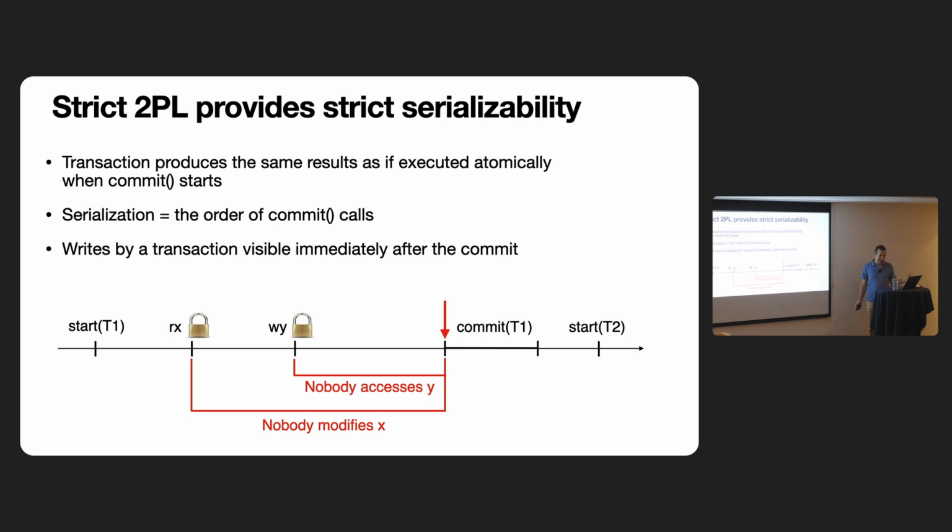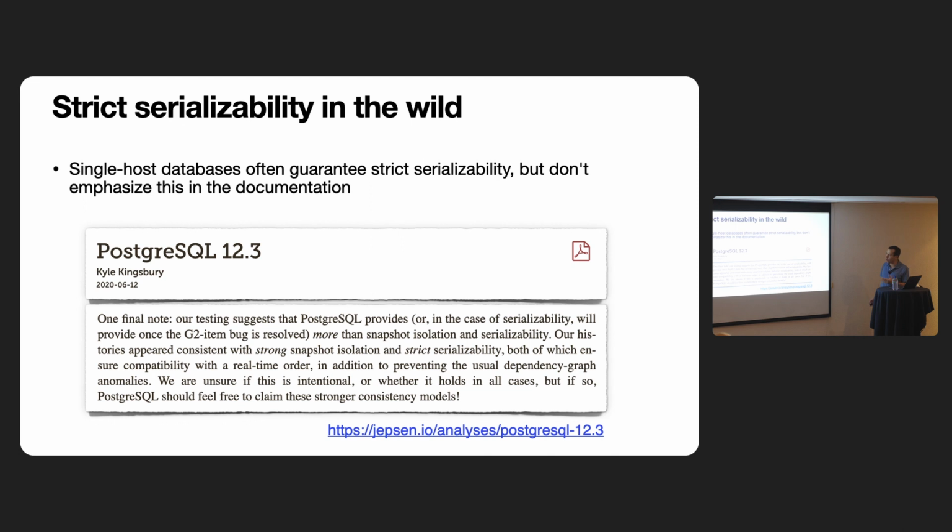So there is strict serializability, there is serializability. Single-host databases usually guarantee strict serializability. Actually, this goes back to the point that if you don't use anything fancy and just write data to memory, then of course the next transaction that comes along will see it. But they don't often emphasize this in the documentation.